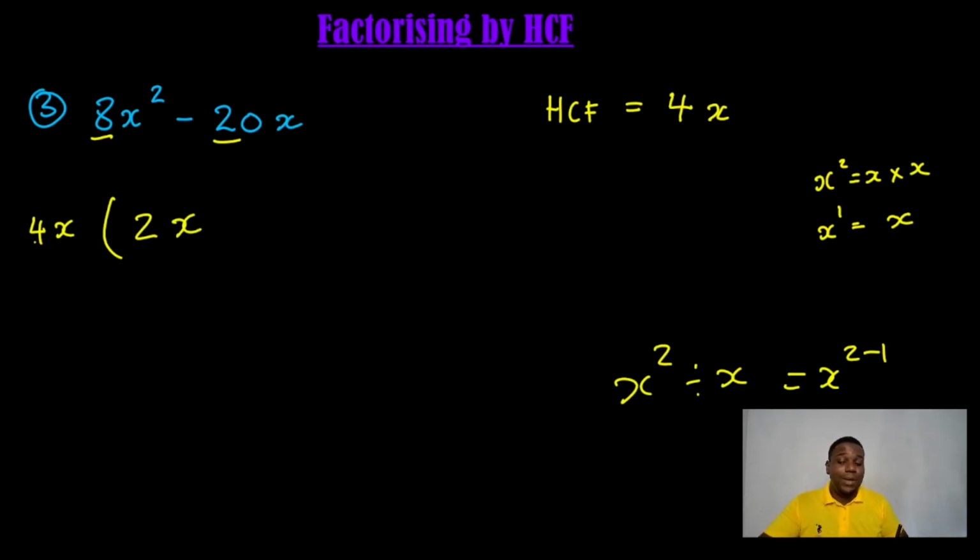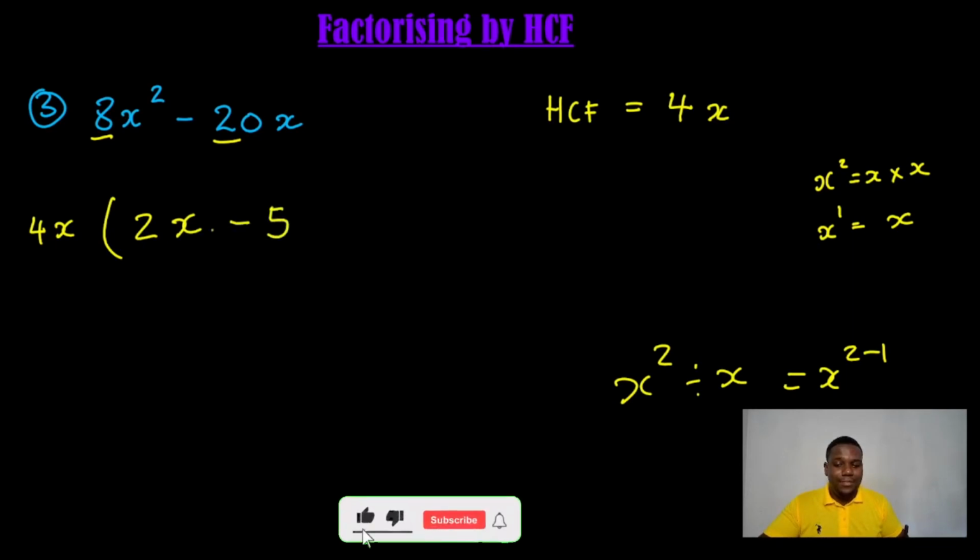Now we're going to divide 4 into negative 20, which gives us negative 5. And x into x goes 1, we don't have to write the 1. So therefore, our answer will be 4x bracket 2x minus 5. And if we multiply this through, we're going to get back our original expression, 8x squared minus 20x.